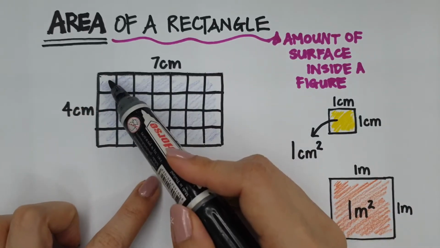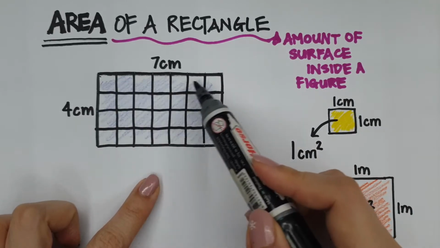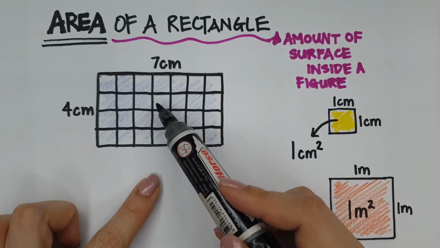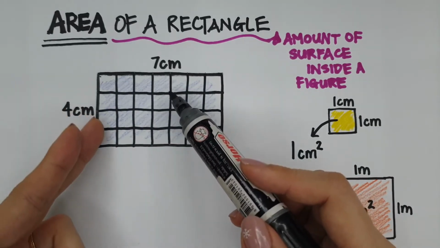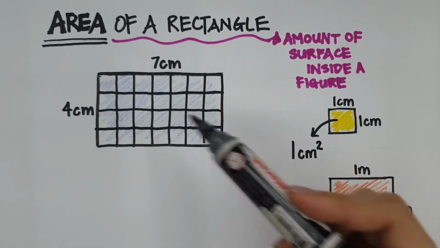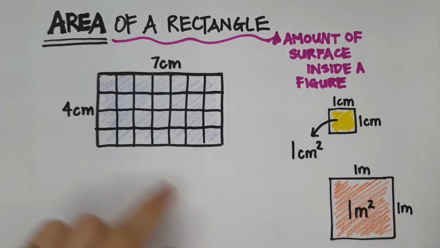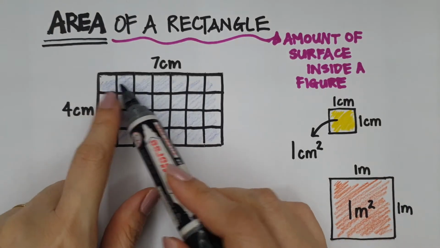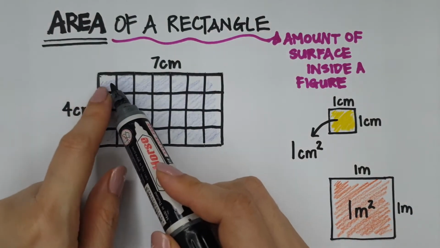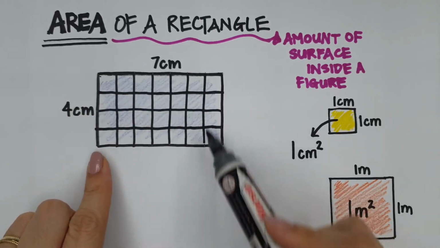Now, how many boxes are there? Some people are going to be counting 1, 2, 3, 4, 5, 6, 7, 8, 9, 10. Now, that is a lot of work. If our rectangle gets bigger, it's going to be crazy to be counting. So what is a quick way to find the total number of square units, square centimeters? How many boxes are there in this rectangle?